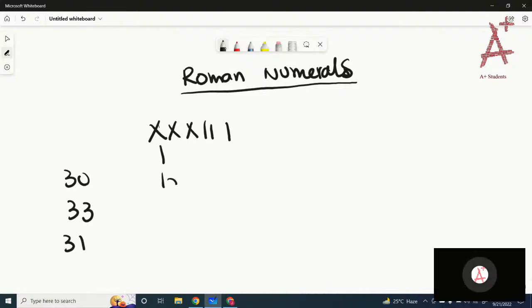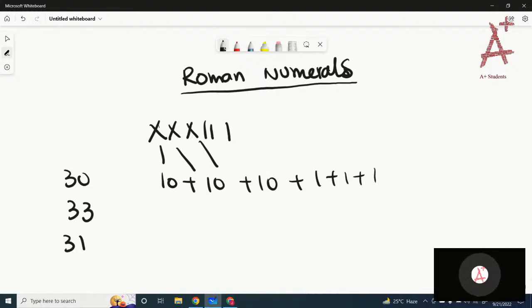X represents 10, then again X represents 10, then again X represents 10, then you have 1 plus 1 plus 1. So together they make 33. Very good. So the correct option is 33. Got it? Select the correct option and then click on the OK button.